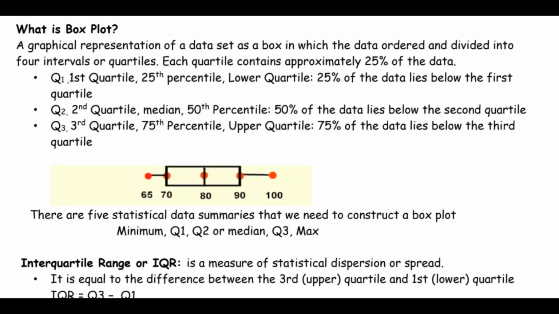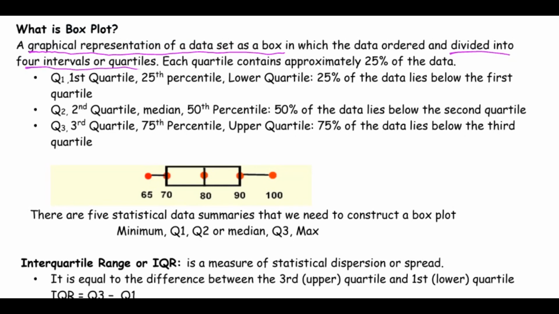Hi guys, today we're going to talk about graphical representations of data again. In lesson 3 we talked about dot plot, in lesson 4 we talked about histogram, and today we're going to talk about box plot. So what is a box plot? A box plot is a graphical representation of a data set as a box in which the data are divided into 4 intervals or quartiles.